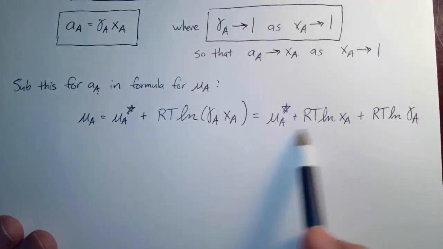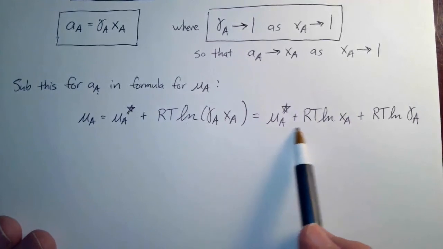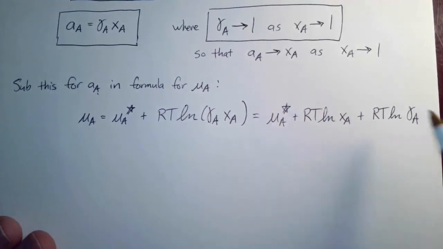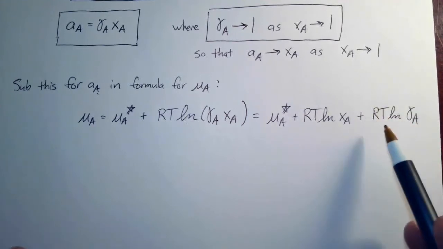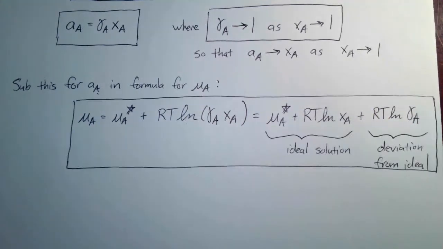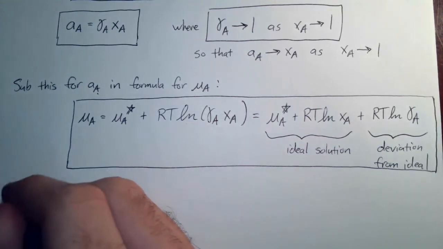Because we recognize this part right here. So this is for an ideal solution. And then this piece right here represents the deviation from ideal. Okay, that's all I'm going to say about the activity of the solvent for now. Now let's talk about the activity of the solute.